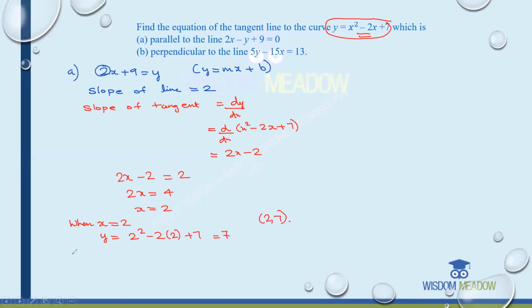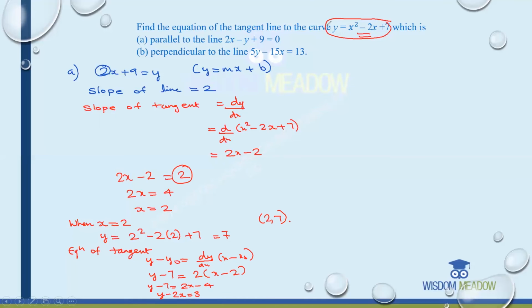So the equation of tangent is y − y₀ = m(x − x₀), where m is the derivative. So y − 7 = 2(x − 2), the slope is already found, that is 2. Now opening it up, y − 7 = 2x − 4. So y − 2x equals, taking minus 7 to our side, 3. That's the equation.